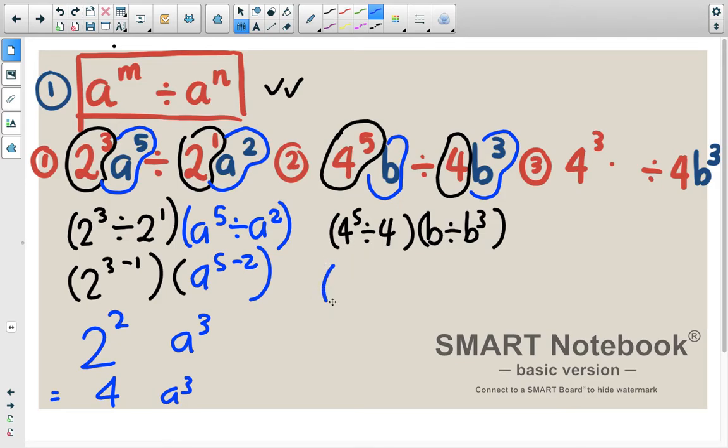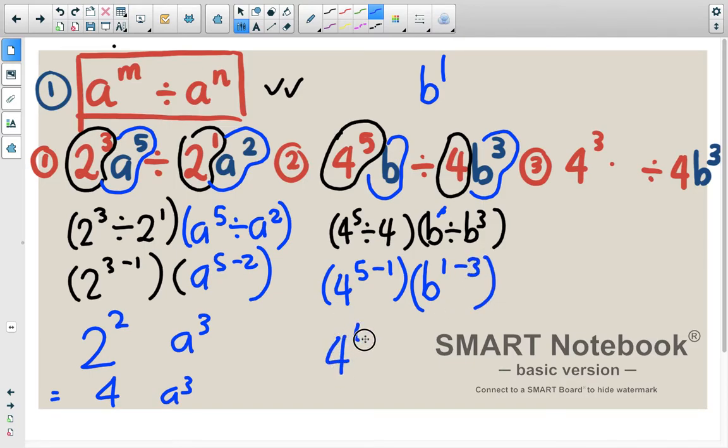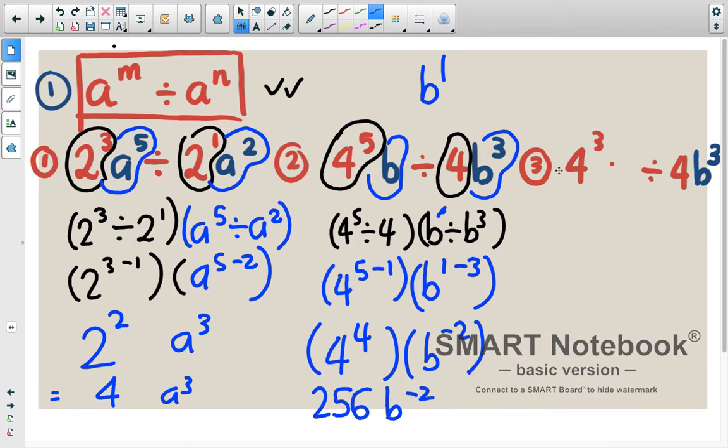Okay, so right now kita ada 4^(5-1). And then, okay, so sekarang B, apabila dia tak ada power, I want to ask you guys, apakah power dia sebenarnya? Okay, B^1. Okay, satu ni dia macam humble sikit. Macam kalau kita dapat nombor 1 kan, kita tak adalah nak tunjuk orang sangat kan. So, kita humble, so that's why dia tak ada muncul kat sini. Tapi sebenarnya ada 1 kat situ. So, B^(1-3). So, kita akan dapat 4^4 and then B^-2. Right? So, 4^4 ni, you guys can use your calculator and korang akan dapat 256 and then B^-2.